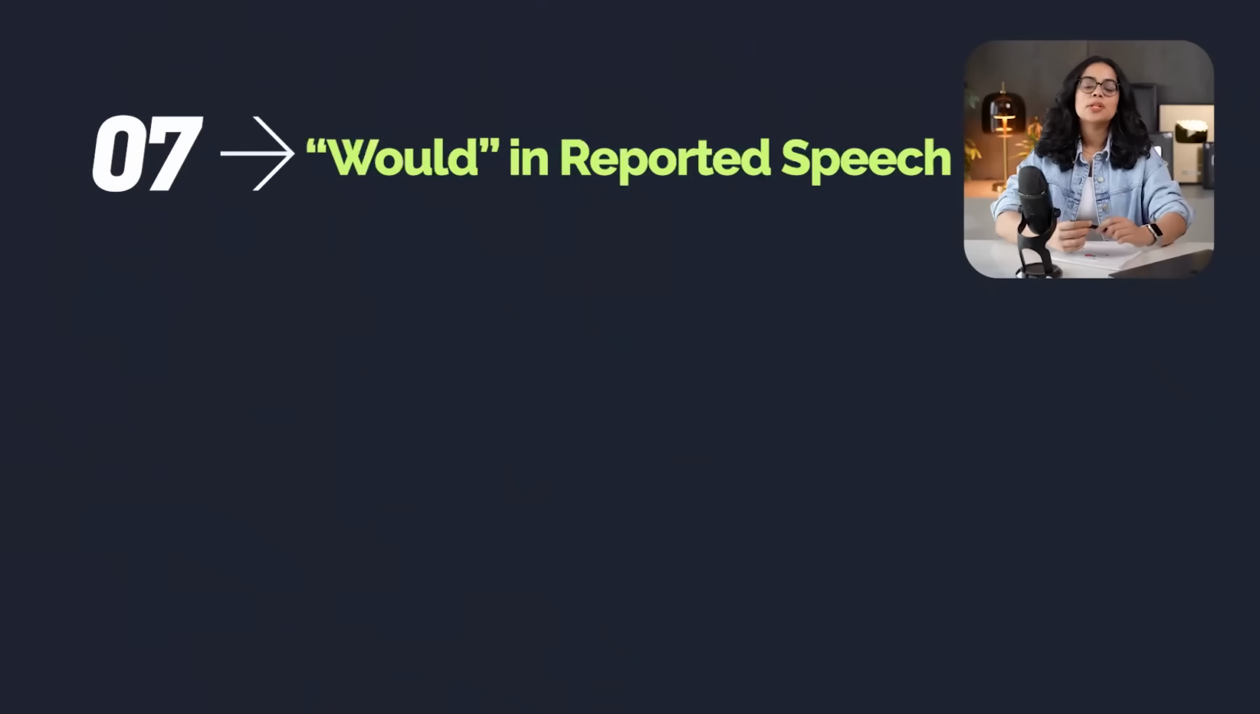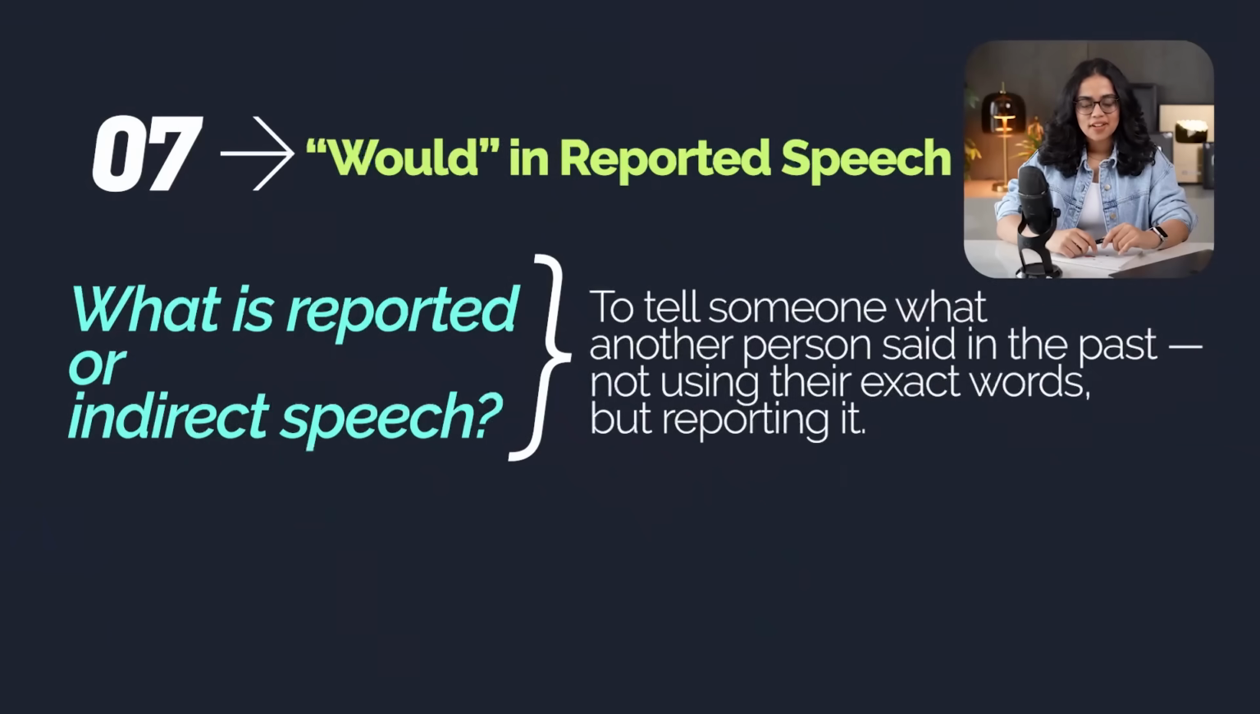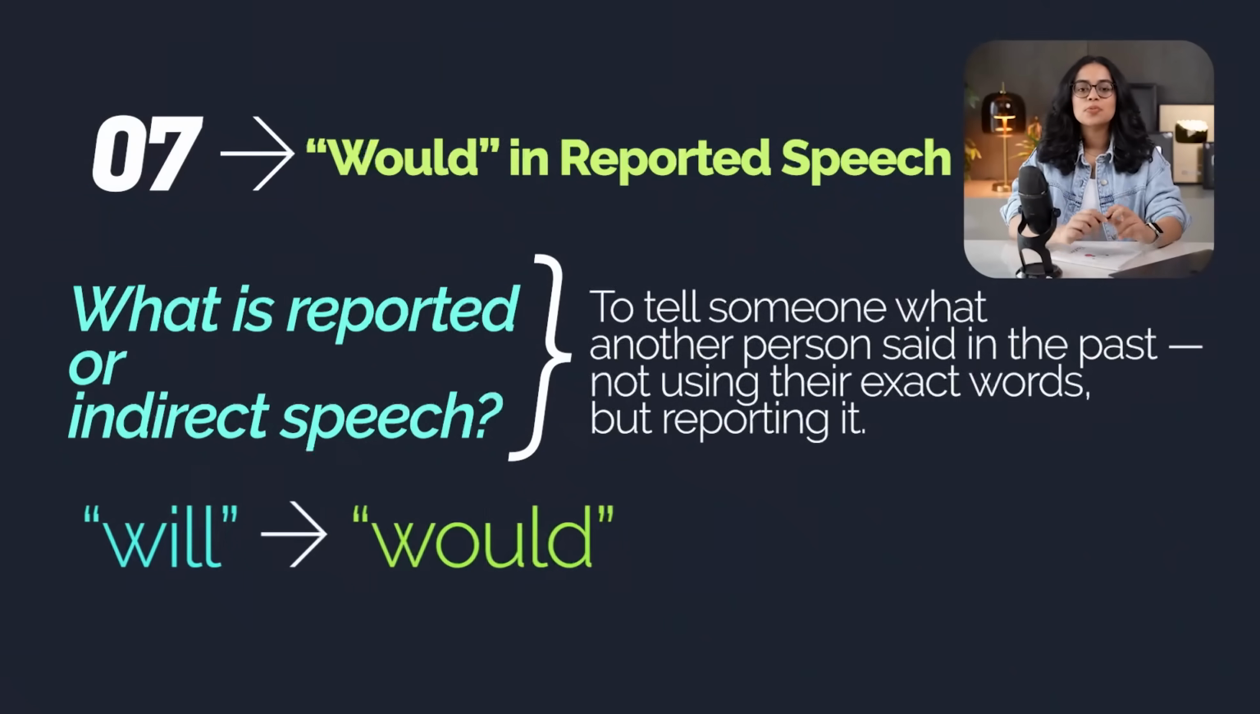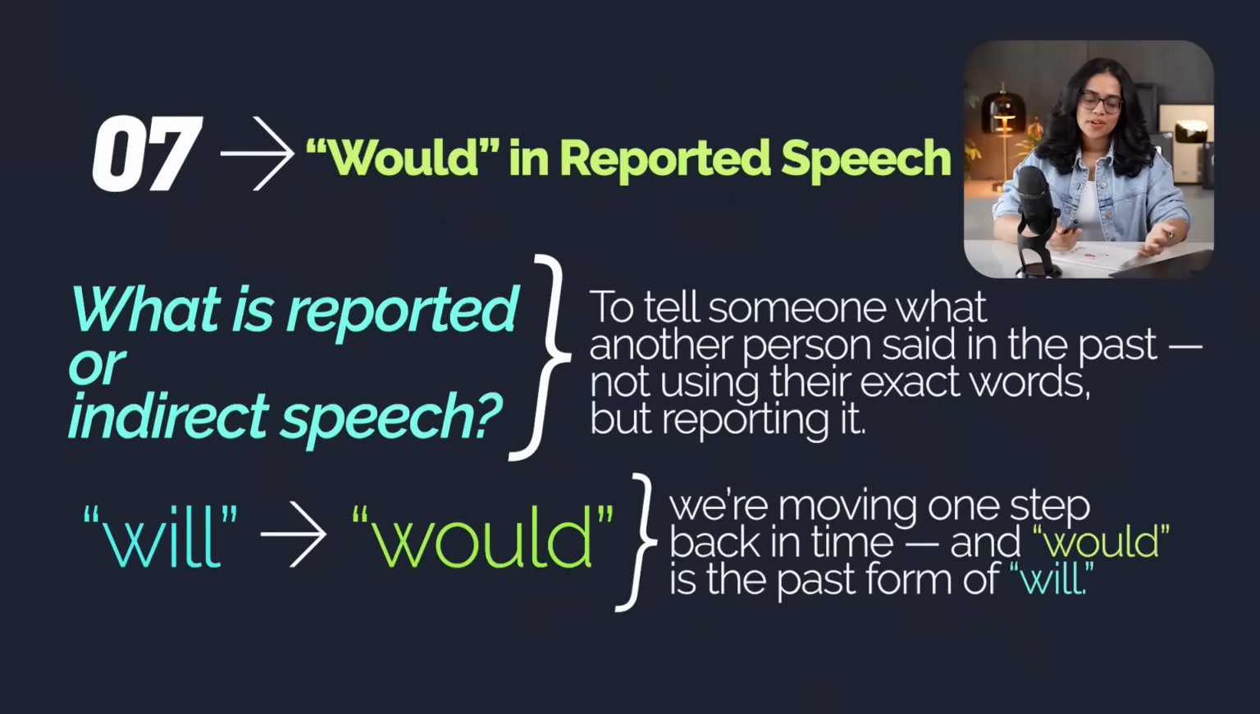This is also one of the most important uses of would. Just like could and should, would is used in indirect or reported speech. Now what is reported speech? Reported speech is when we tell someone what another person said in the past, not using their exact words but reporting it. And when the original sentence contains the modal verb will, we change it to would in the reported speech. Why do we do that? Because we are moving one step back in the past, and would is the past form of will.